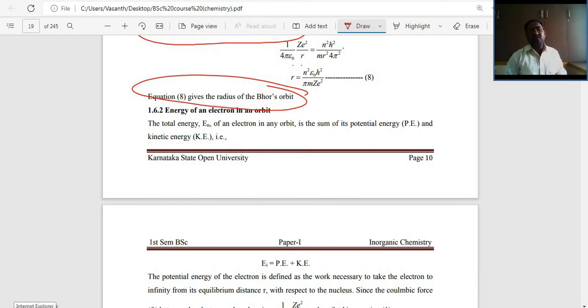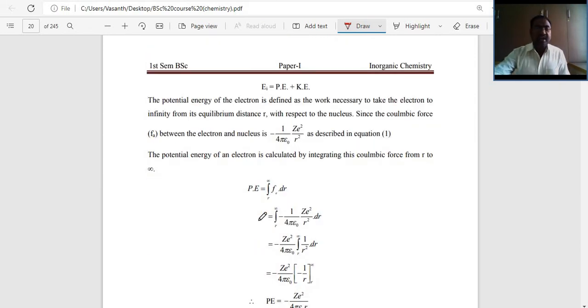What is the energy of an electron in an orbit? The total energy En of an electron in any orbit is the sum of its potential energy and kinetic energy. The total energy is represented by the sum of the potential energy and kinetic energy.